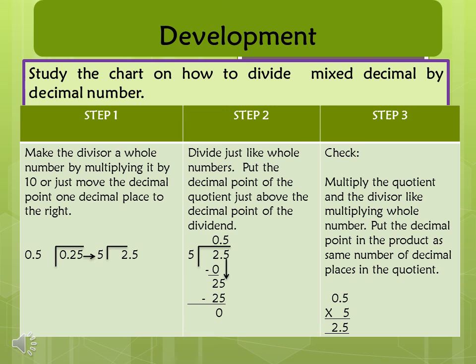Ang third step is check. Multiply the quotient and the divisor like multiplying whole number. Put the decimal point in the product as same number of decimal places in the quotient. So, multiply natin yung 5/10 times 5. So 5 times 5 is 25, carry 2. 5 times 0 equals 0 plus 2 equals 2. So there is one decimal place. So dito ang point nyo. So ang sagot natin ay 2 and 5 tenths.